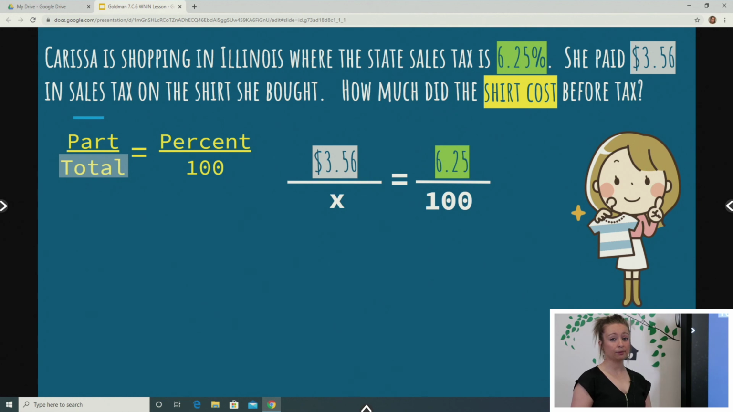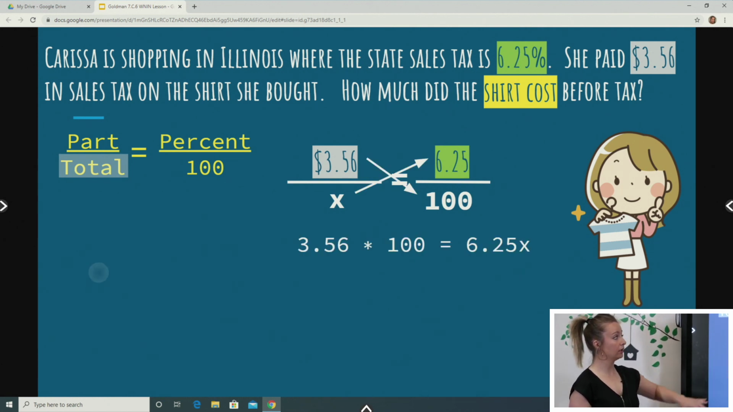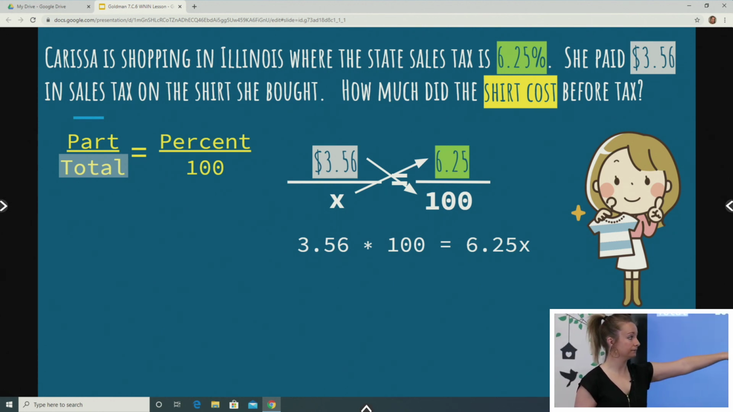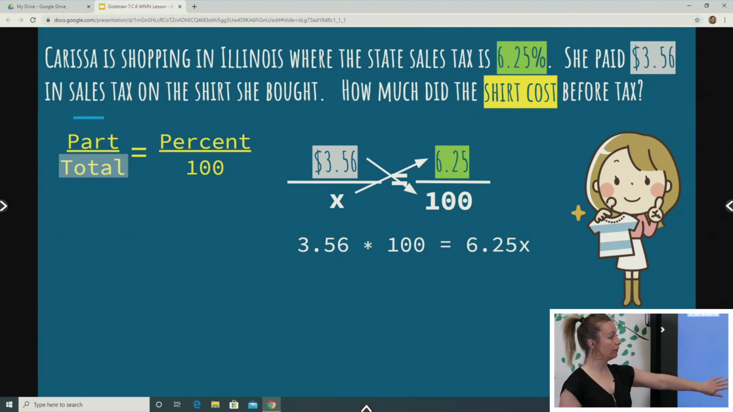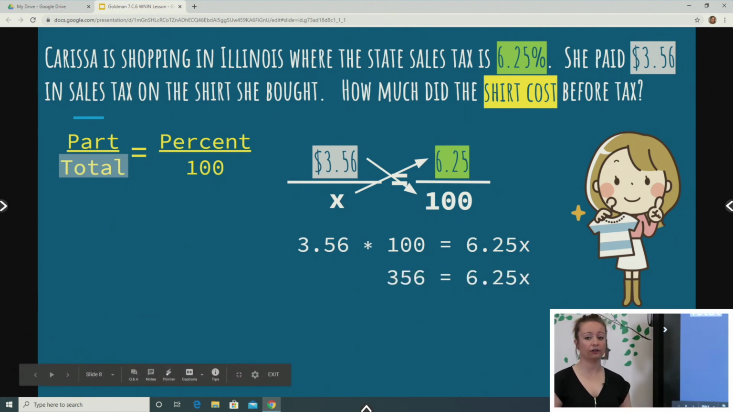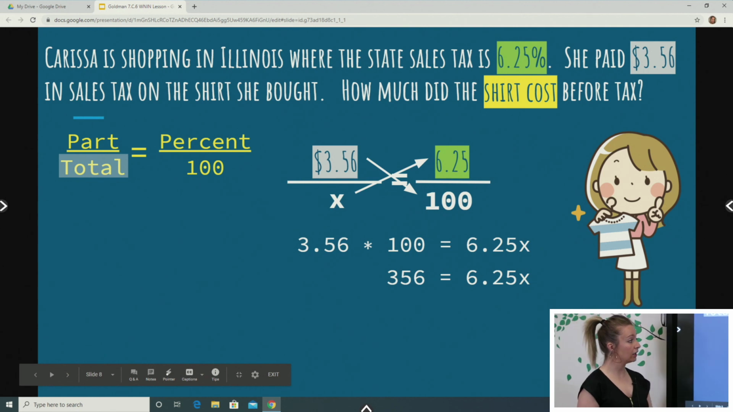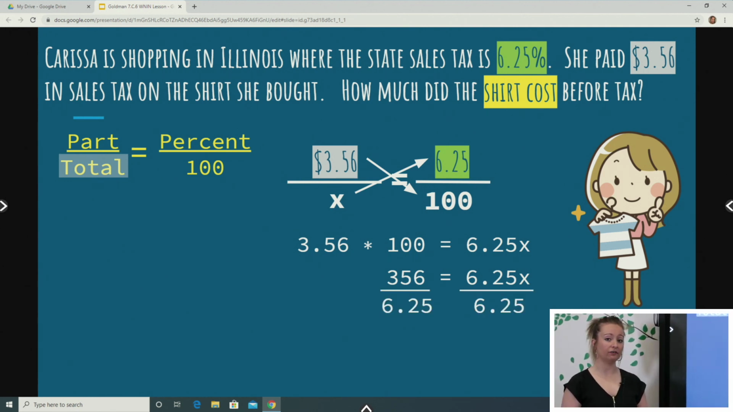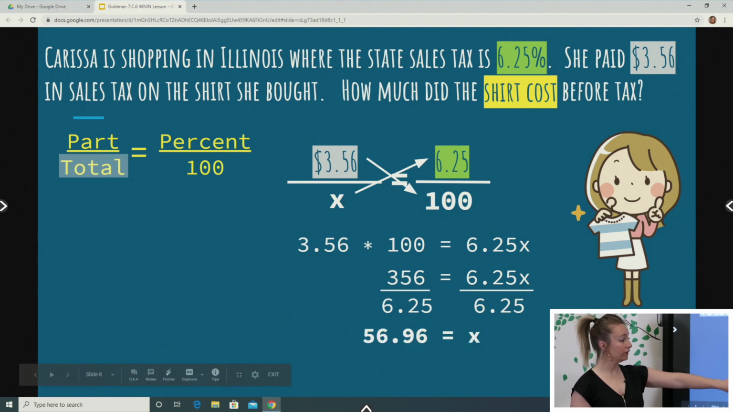So just with our last proportion, we're going to solve this by cross-multiplying. We're going to multiply $3.56 times 100 and x times our 6.25 to get this equation. We're going to multiply the left side to get 356. And to get our x by itself, we're going to divide both sides by 6.25. We'll then see that x represents 56.96.